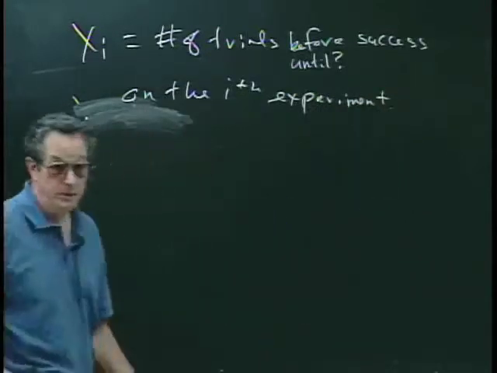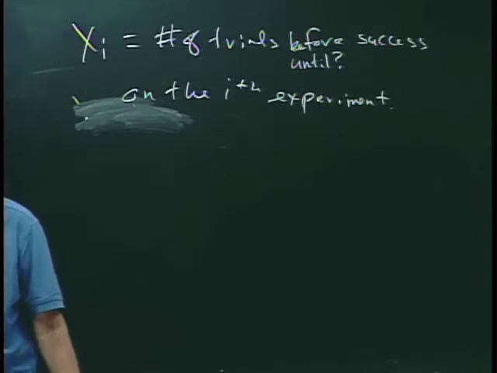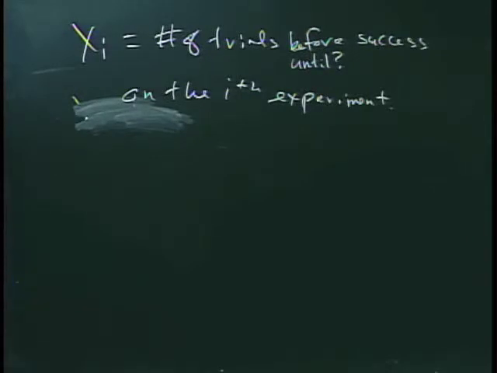Okay, the experiment is that I take the coin and I flip it until I get success. So I flip it and it's 3 times to success. Okay, that's x1 was 3. I flip it again, 2 times, x2 is 2. I flip it again, 4 times, x3 is 4. Flip it again, once, x4 is 1, and so on.